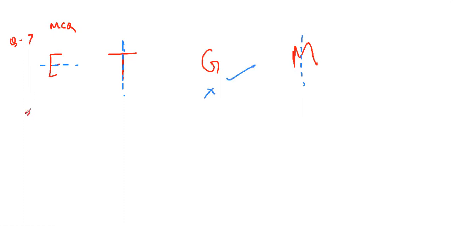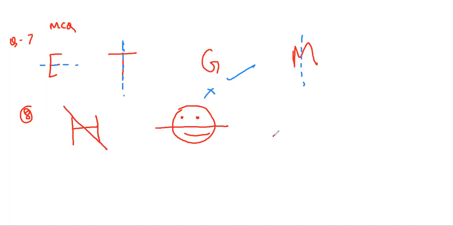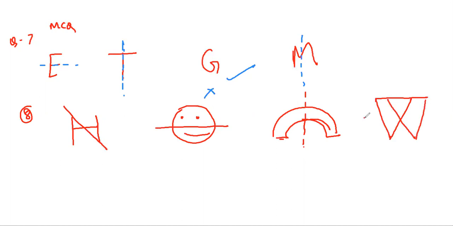Question 8. Which of the following shows reflection symmetry? This is H, and the line is like this here. Smiley face. This is the line of symmetry. Semicircle, although it's not a circle. Okay, so this is the line of symmetry. And this figure, this is the line of symmetry.